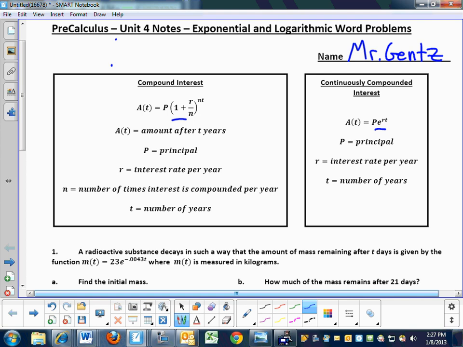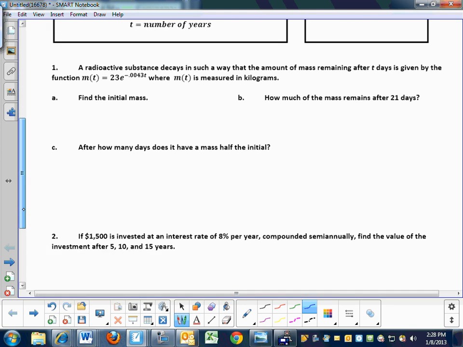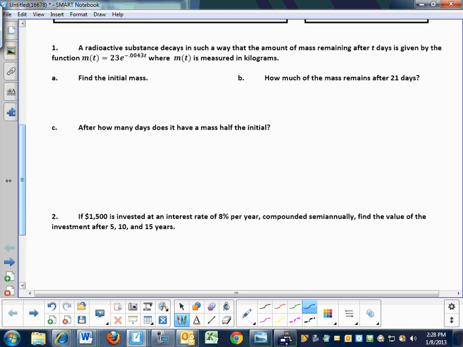When does something compound continuously? Well, your money in the bank might grow once during the year, might get interest once a year. But the bacteria under your fingernails grows every second of every day, right? So that's compounding continuously. Let's figure out how to work with these. You guys will do very good at this.